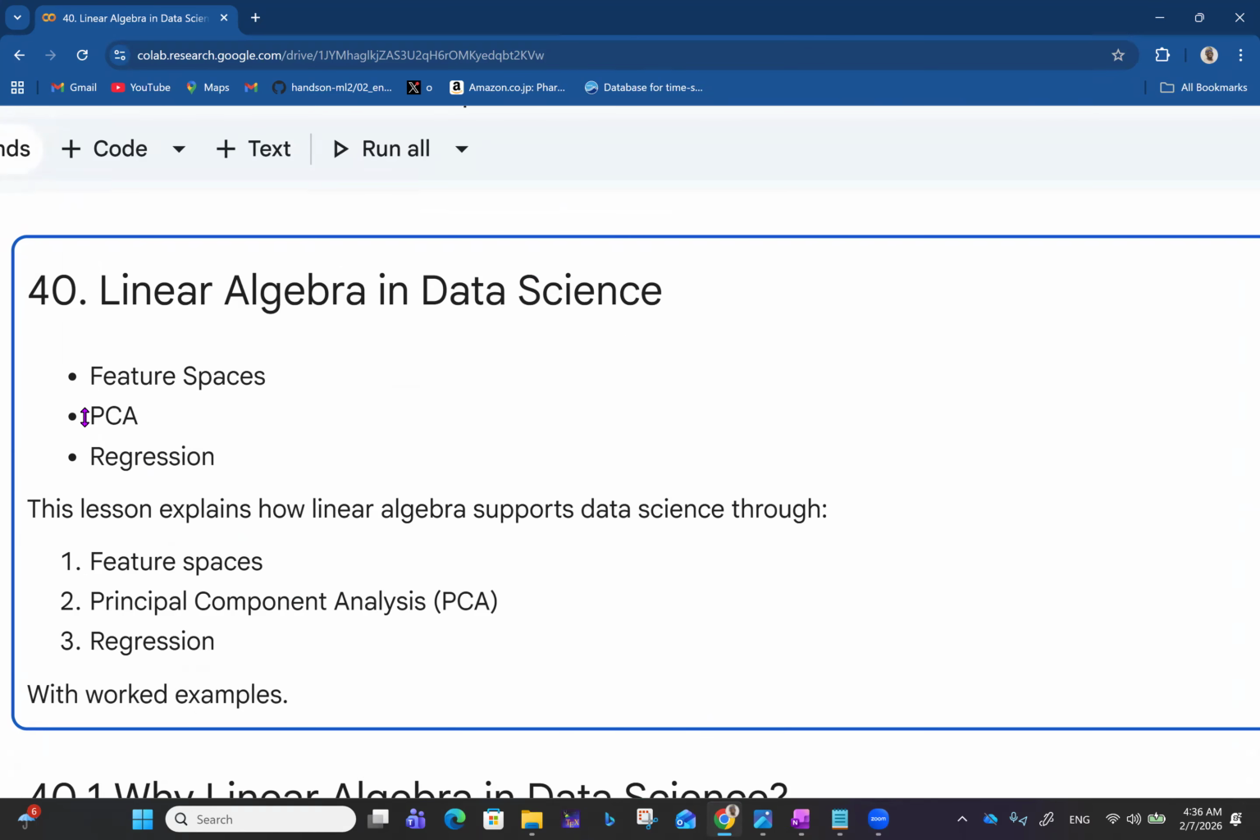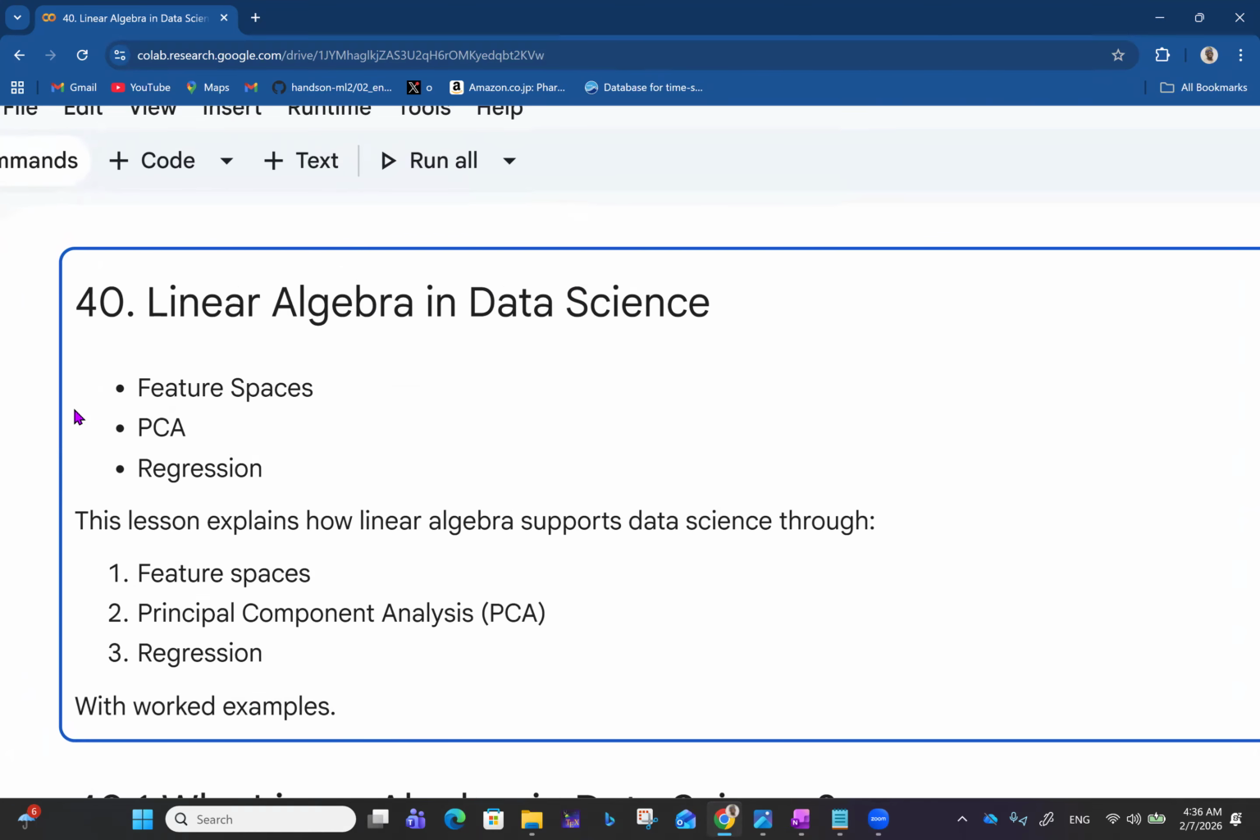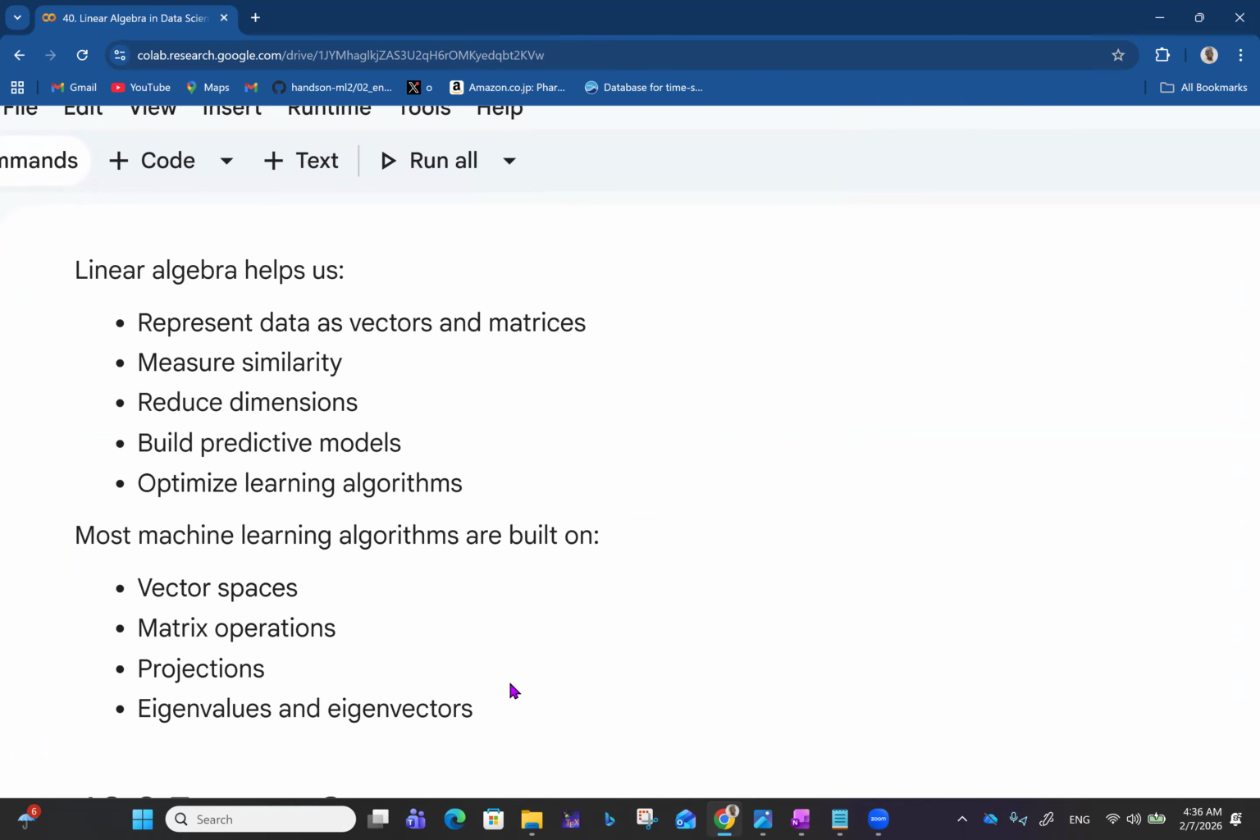First of all, we talk about feature spaces, principal component analysis, and regression. This lesson explains how linear algebra supports data science through feature spaces, principal component analysis, and regression. And we'll see some worked examples as usual.